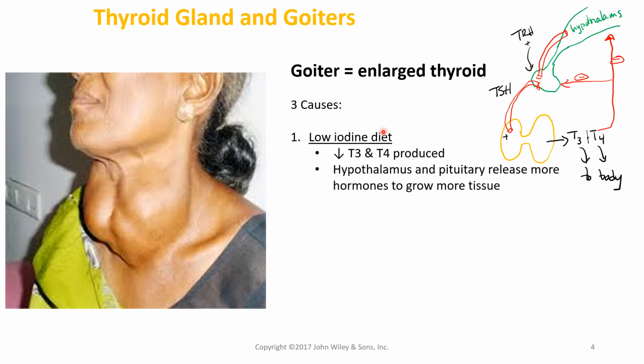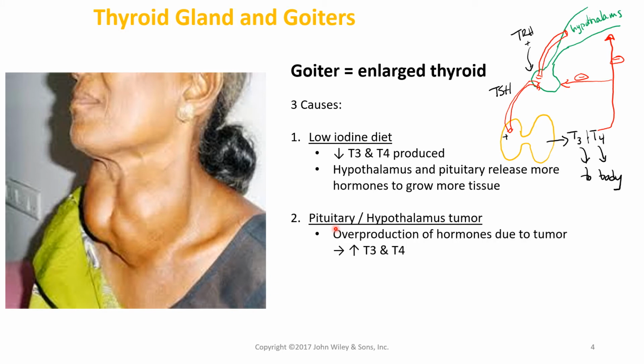So the easiest thing that we can do is to add more iodine into the diet, and then they can start producing the T3 and T4, and that will get that negative feedback loop going in, and then the thyroid gland will reduce.